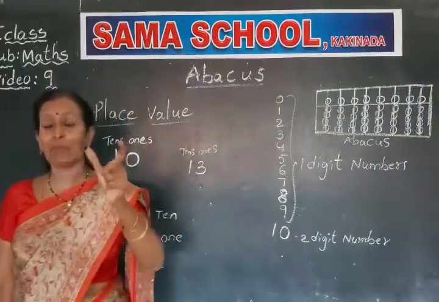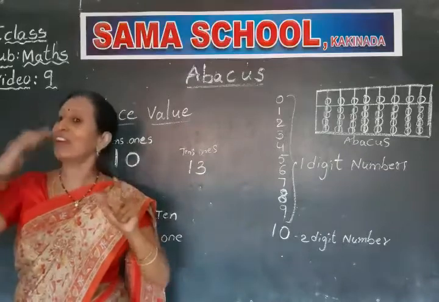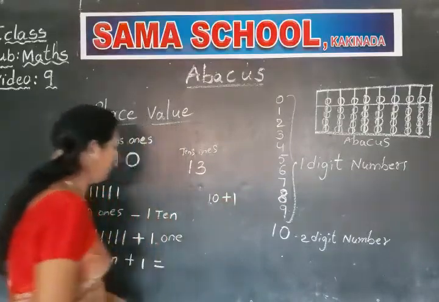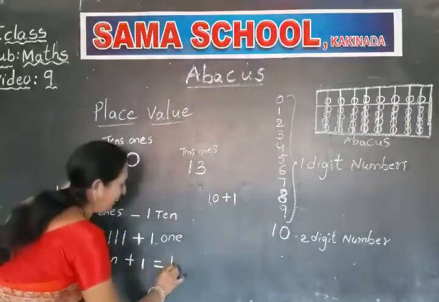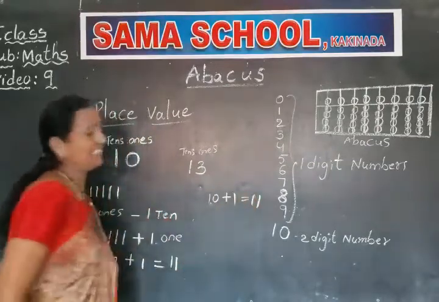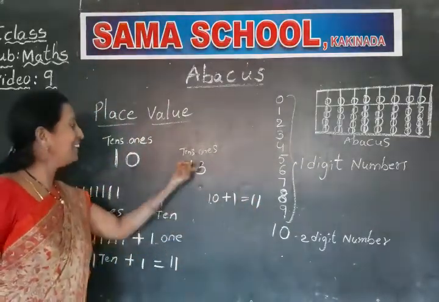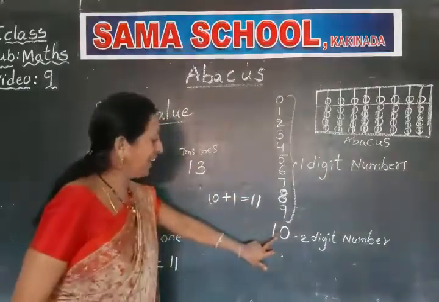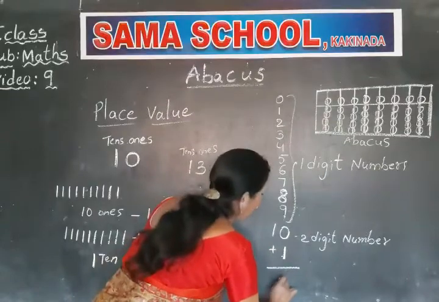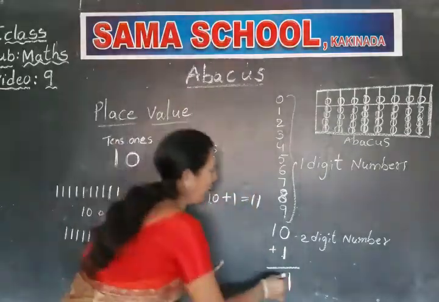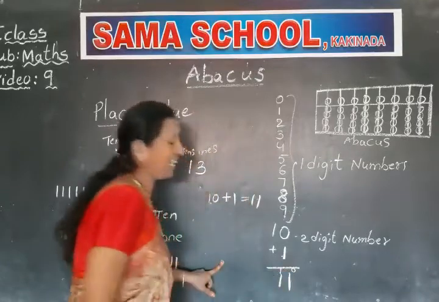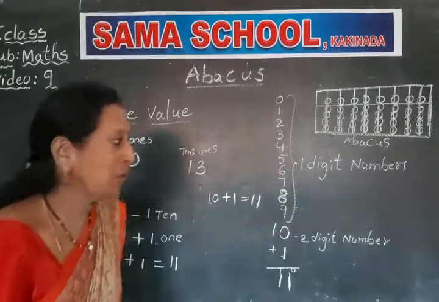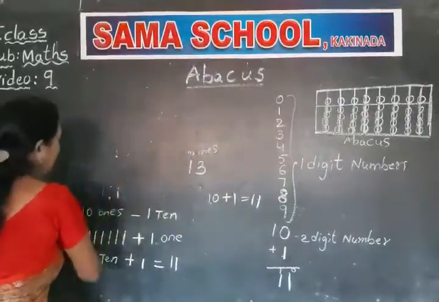If you add 1 to a number, it becomes the next number. If I am giving 10, then 10 plus 1 is 11, the next number. Like that, you identify place values. Here 10 plus 1 we give as 11. This is the ones place and this is the tens place. Like that, you identify the place values of the numbers. Now, children, I will give the next example.